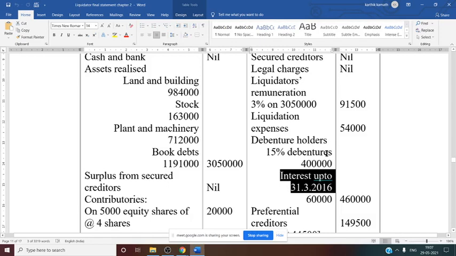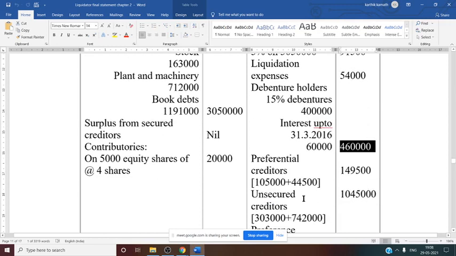If it is 6 months, then you have to do 6/12. Here it is 1 year, so we will take 12/12. 12/12 is equal to 1. That means the answer is the same, 60,000. So 4 lakh plus 60,000, 4 lakh 60,000. The debenture holder is paid. Next, we have to see preferential creditor. See, this is very important now. Preferential creditor, one piece of information you know that is directly mentioned in the balance sheet, 1,05,000. To this you need to add one more thing, that is nothing but income tax payable.